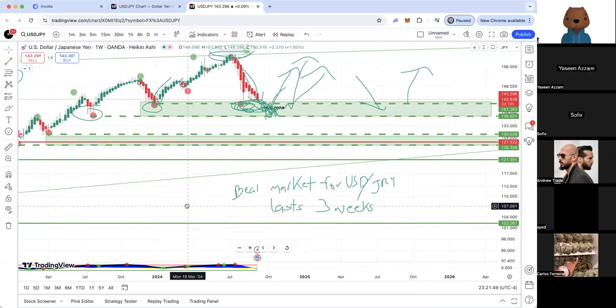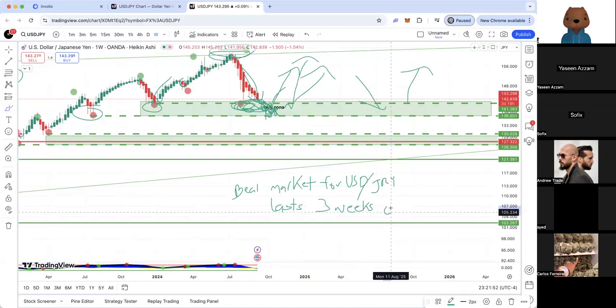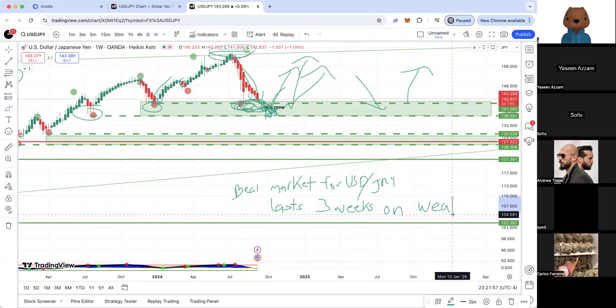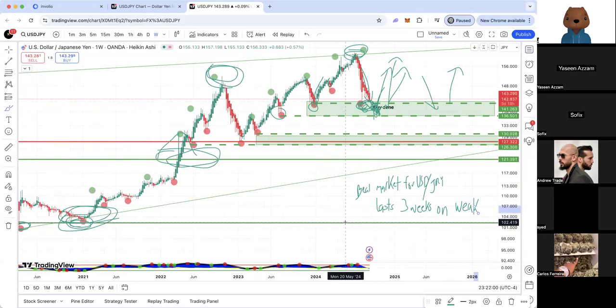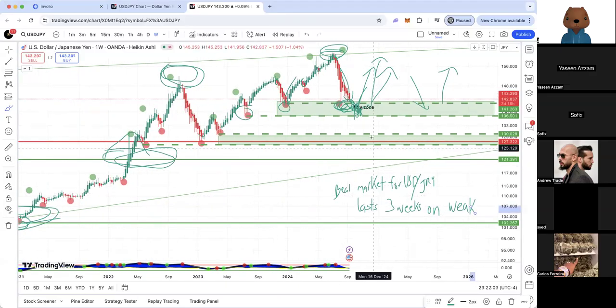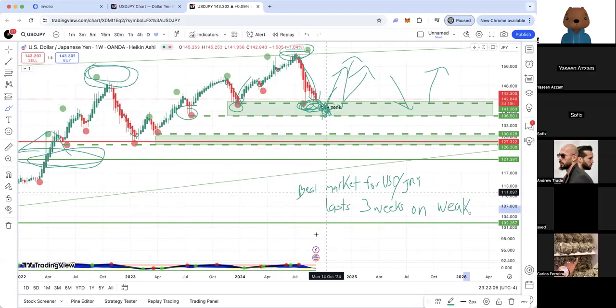When it's very weak, the strength of it is low, so that's weak. And when the bear market is strong, it lasts, let me count, 1, 2, 3, 4, up to 13. So about 13 weeks.